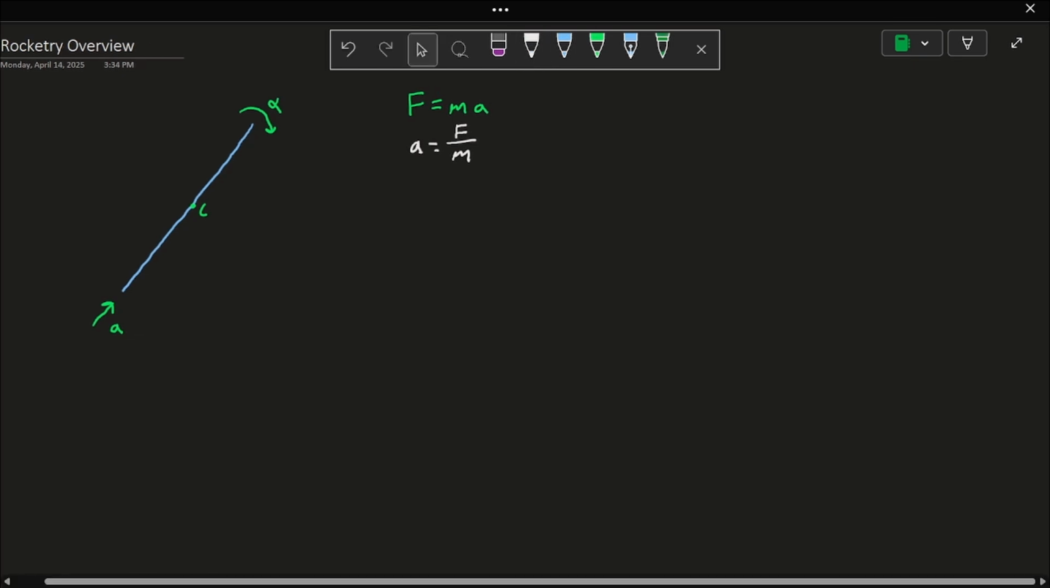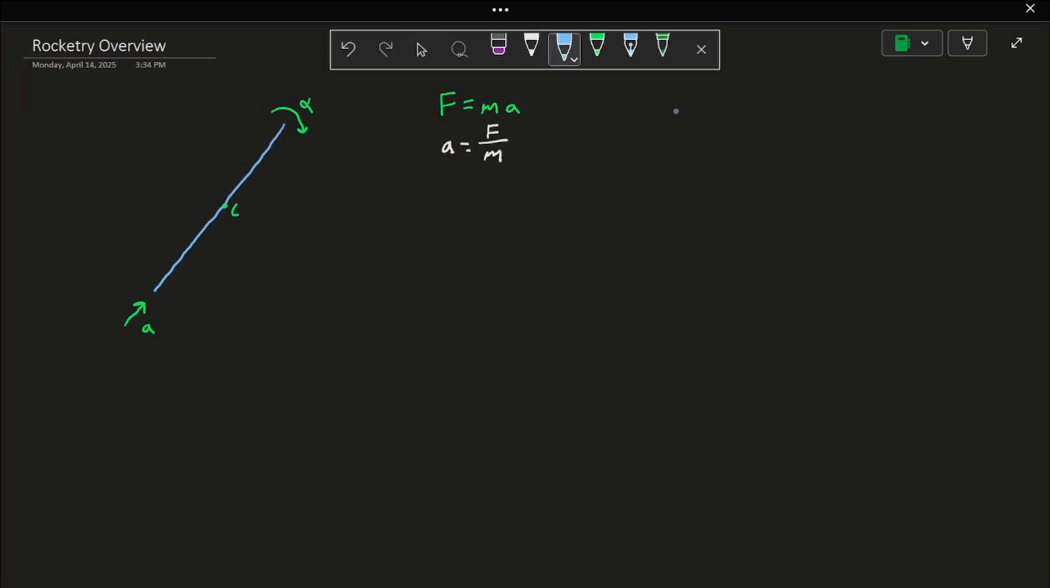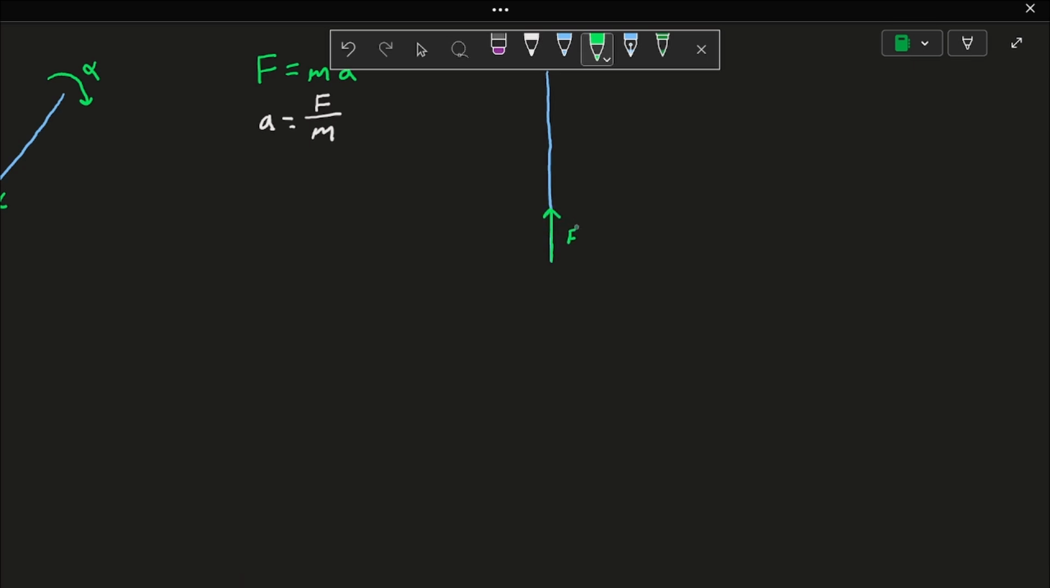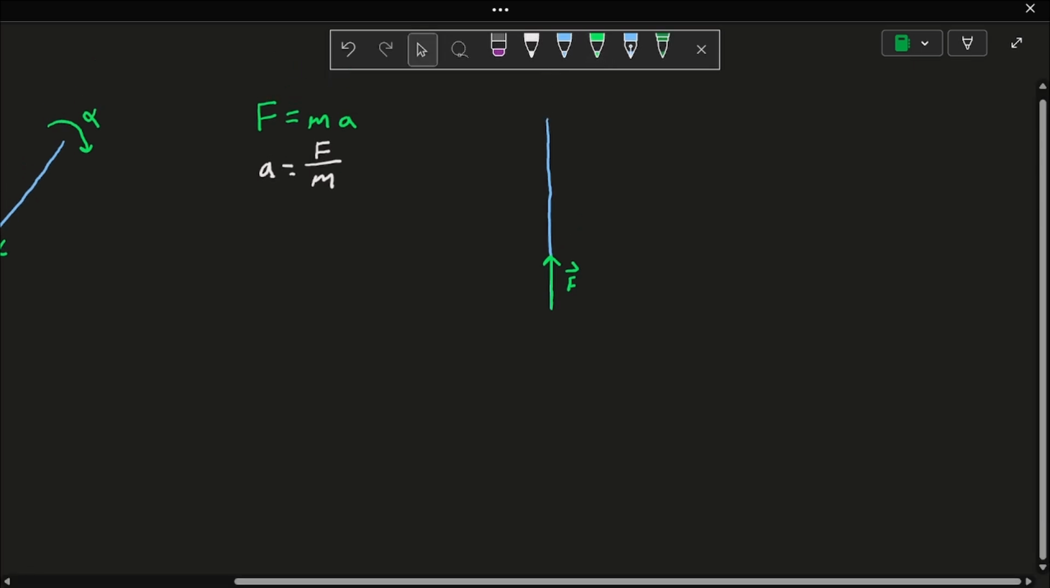So let's apply that, shall we? Let's draw another little diagram over here. Let's say we have some force applied down here. We'll call that vector F. Let's assign some values. So let's say we have a mass of 2 kilograms.